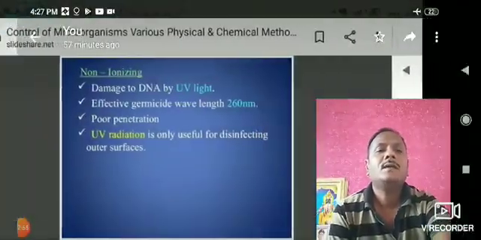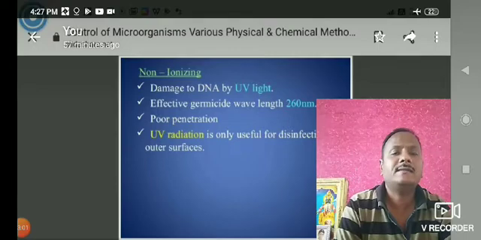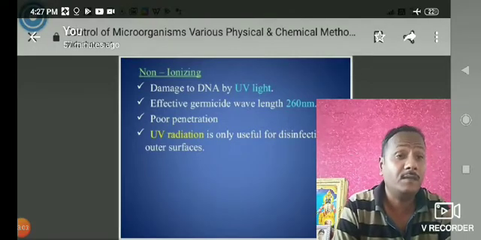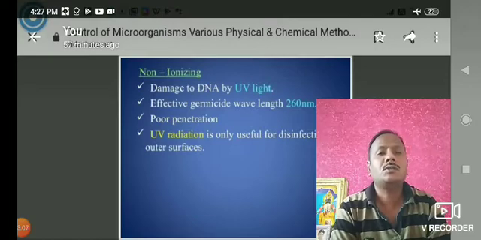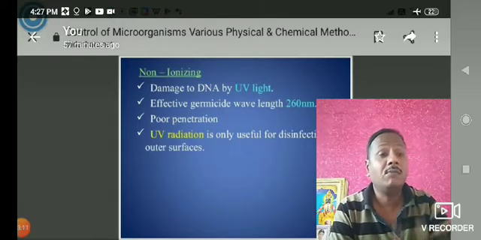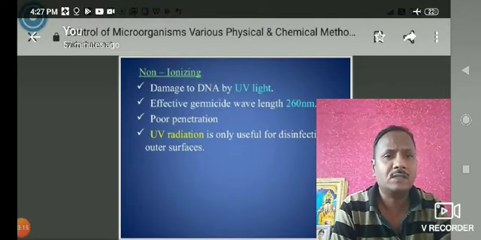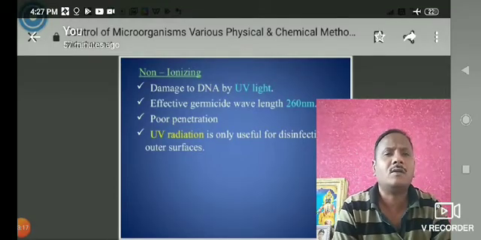Then non-ionizing radiations. In the non-ionizing radiations, generally UV, ultraviolet lights are used. They are non-ionizing radiations. They are generally used for damaging the DNA of any microorganisms or any other pathogenic microorganisms. Once the DNA is destroyed, it means the microorganisms are killed.